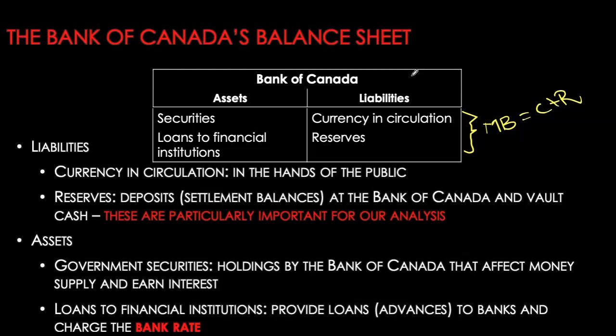Do not confuse your monetary base with money supply. Our narrowest definition of money supply was M1+, which was currency plus deposits. And these reserves are not deposits. Reserves are the currency or the cash that banks keep with themselves. It could be their vault cash or the amount that they hold at the Bank of Canada in the form of settlement balances. So these reserves are also referred to as settlement balance accounts held at the Bank of Canada by a particular financial institution.